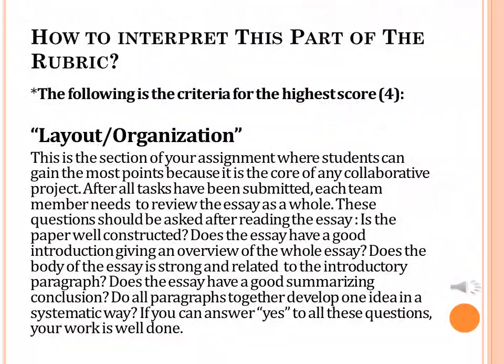How to interpret this part of the rubric? The following is the criteria for the high score. 4. Laid out organization. This is the section of your assignment where students can gain the most points because it's the core of any collaborative project. After all tasks have been submitted, each team member needs to review the essay as a whole. These questions should be asked after reading the essay.